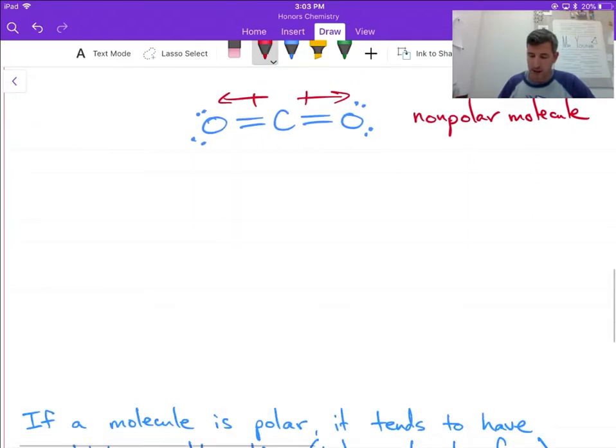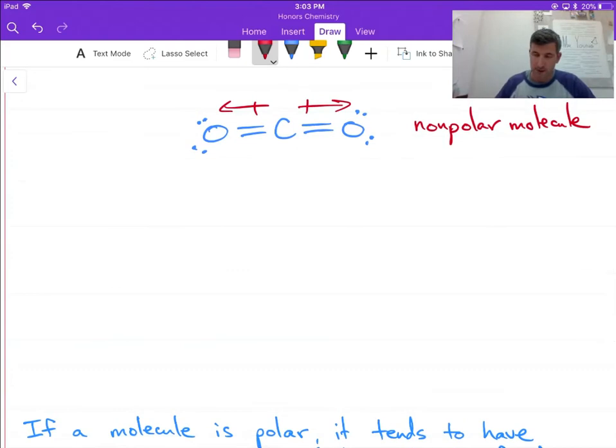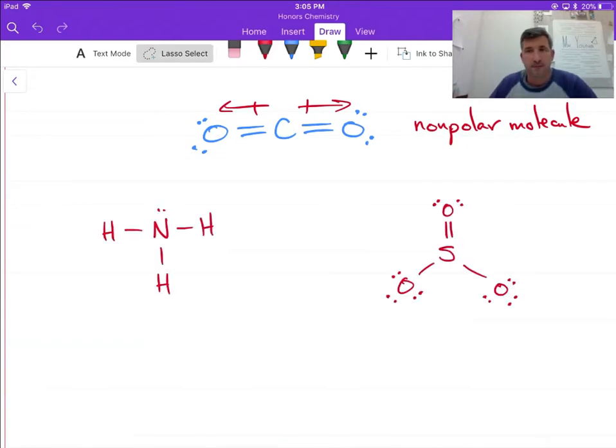So let's try a couple, to see if you can figure out a couple on your own. I've drawn NH3 and I've drawn SO3. Take a look at your electronegativities. Draw the individual dipoles if they exist, in other words, if there's an electronegativity difference between these two atoms. And then see if you can come up with the net molecular dipole, or in other words, the overall dipole. If there isn't one, you simply say non-polar molecule like I did for CO2. Let's go ahead and pause the video and give those a try. When you unpause it, we'll see the answers.